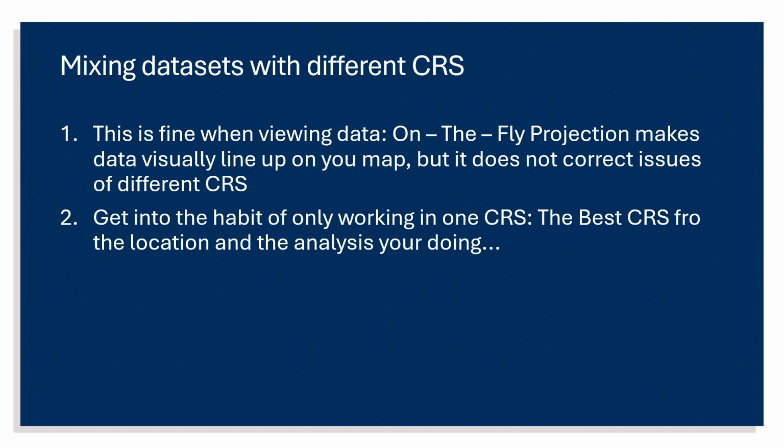Now, mixing data with different coordinate reference systems. It's fine to do this if you're just viewing stuff. If you're just looking at data to see what it has, where it is, what it shows, what the attributes are, that kind of stuff, this is fine. Frankly, if that's all you're doing, it doesn't matter if it's in a GCS or a PCS or which one, because the on-the-fly projection will line stuff up within the data frame of your map so that you can see it in the proper context, but it doesn't correct any of the issues of being in a different CRS. But as long as you're just looking at stuff, that's fine.